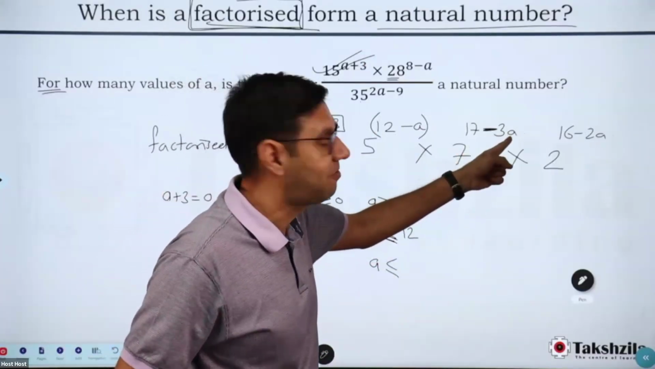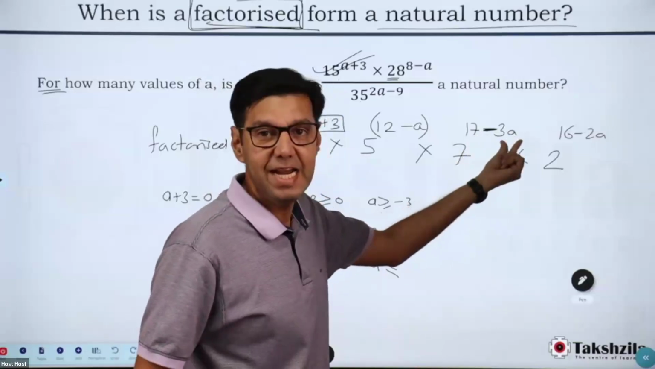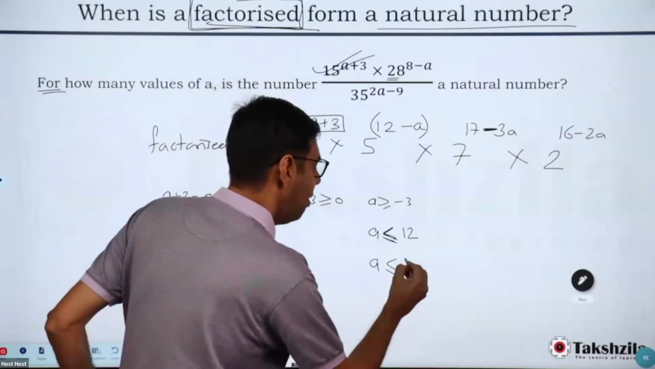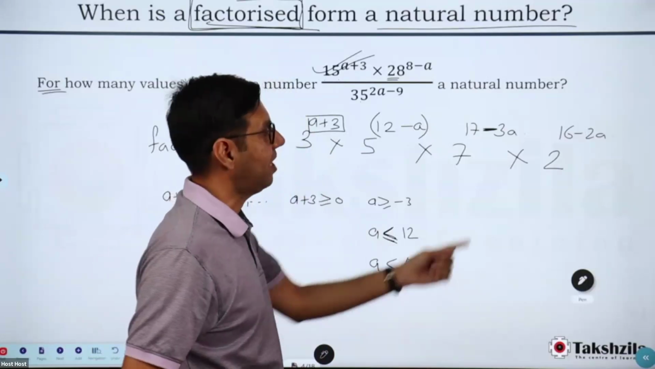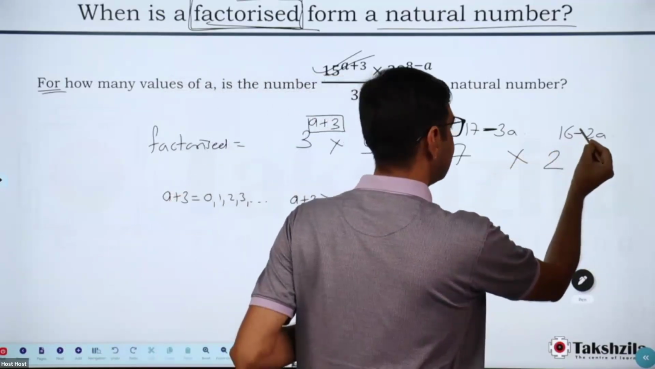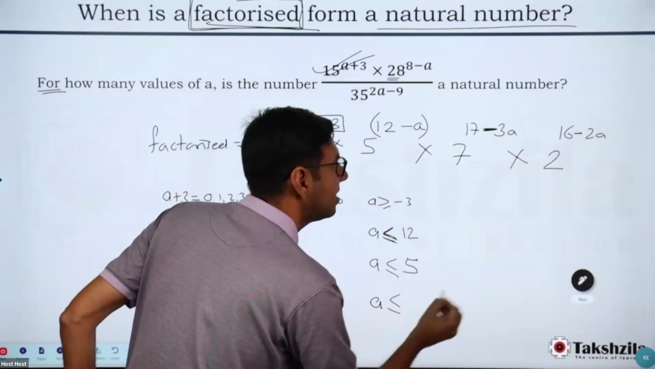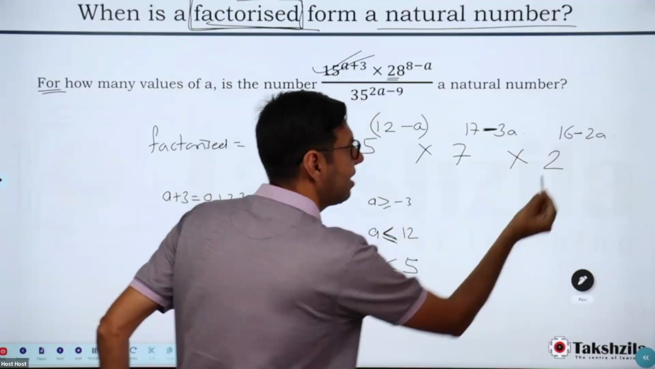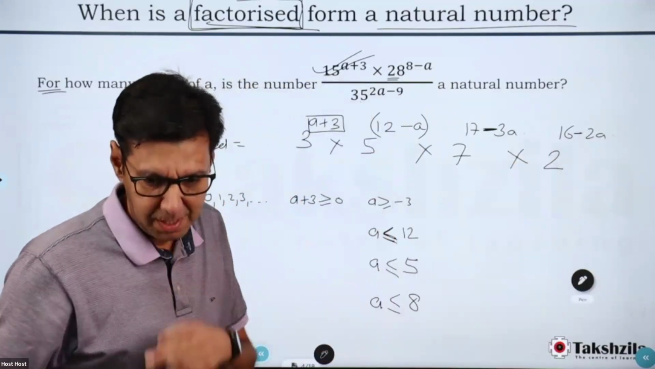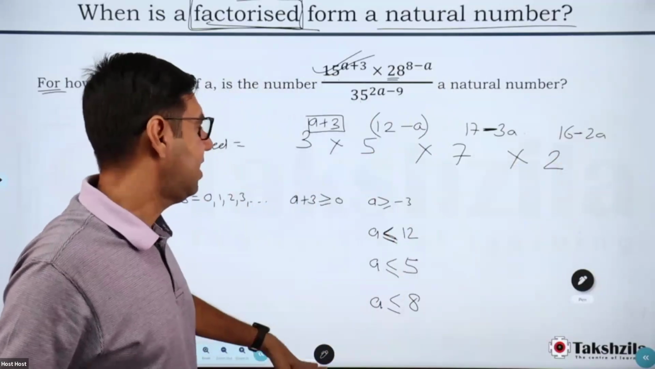3 5s are 15. Okay. 3 6s are 18. It can't be more than 18. So A has to be less than or equal to 5. Oh, this is also a minus sign. So what is it saying? It should be less than or equal to 8. It will work up to 8. Okay? So these are the conditions that you get.